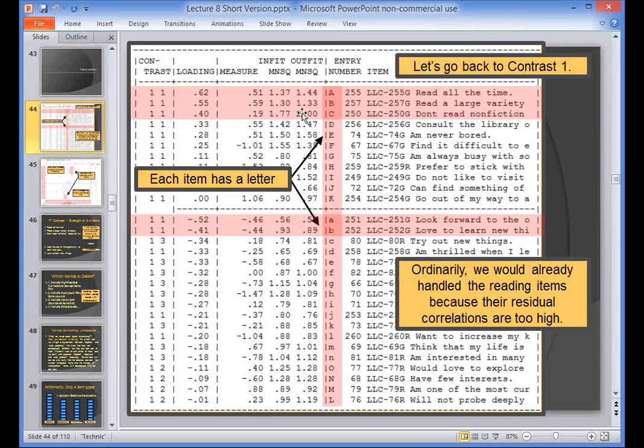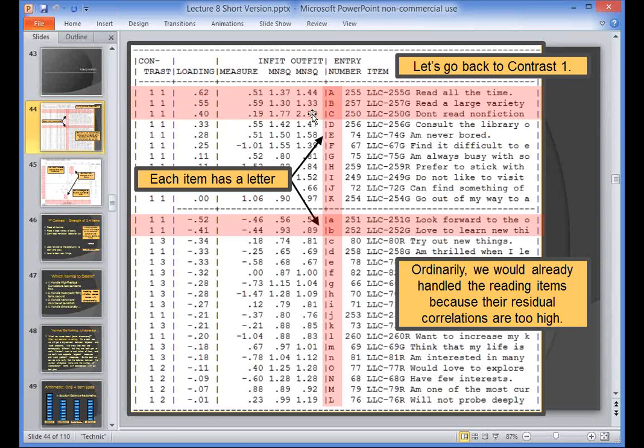Well, what's going to happen here is that this item is going to get deleted based on its fit statistics alone. So this item has got to go. C has got to go based on its fit statistics alone. The 2.0 outfit is egregious, and that item is not going to make it. So that item is simply not going to make it. It's going to be thrown out.